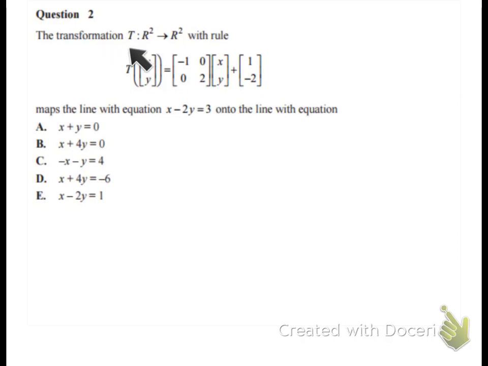Transformation T, which maps from real numbers in Cartesian coordinates to codomain of real numbers in Cartesian coordinates with this rule. So this is your transformation equation, and that maps the line with x minus 2y equals 3 onto the line with these options. Which one's the correct one? Okay, so by interpreting the description of the question, we have to make sense that this one here is your original function, whereas these ones are your transformed functions.